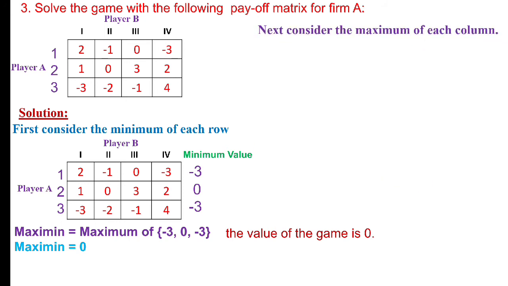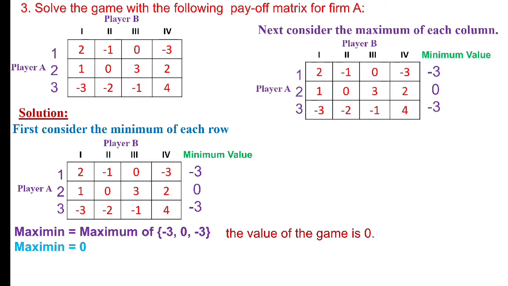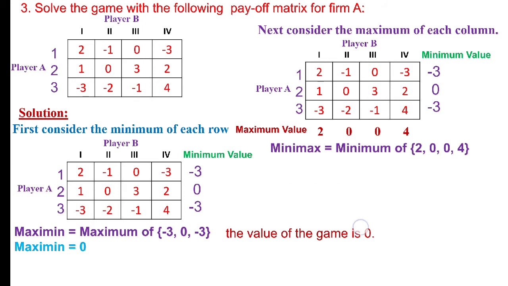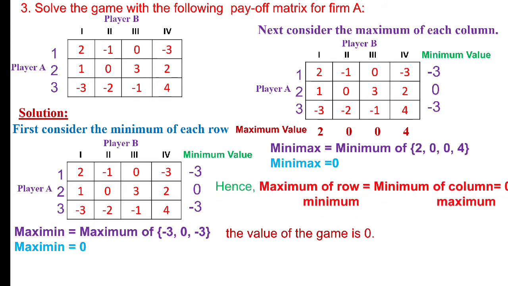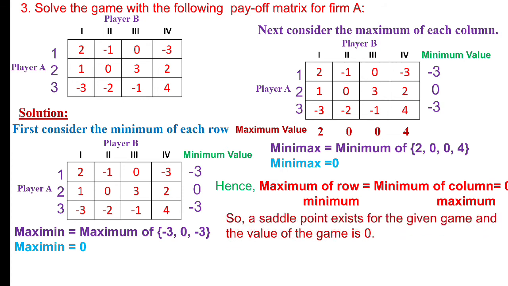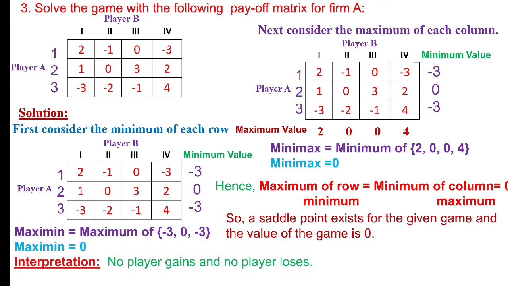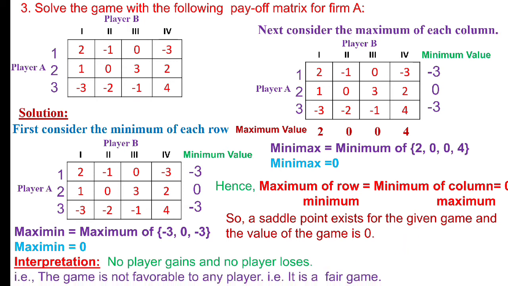Similarly, the column maximum will be considered. The column maximum values are 2, 0, 0, 4. The minimum of the maximum values here is 0. Therefore, the minimum of column maximum and the maximum of row minimum are equal to 0. Therefore, the value of the game is 0. So a saddle point exists, and the value of the game is 0. Then no player has any gain or loss. Therefore, it is a fair game.